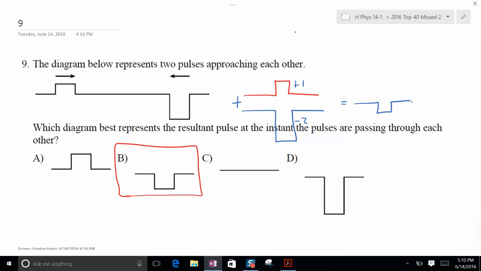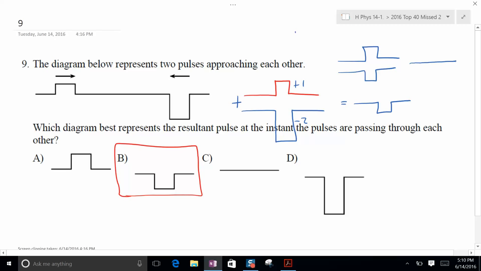Now, with constructive and destructive interference, which is another word for superposition, if they line up in the same orientation, like both up, you're going to get constructive interference. If one was up and one was down, like it is in this case, you're going to get destructive interference. And that can be complete or incomplete. Meaning if I had a plus 1 and a minus 1 and they met, you would actually get completely destructive interference and it would look like this.